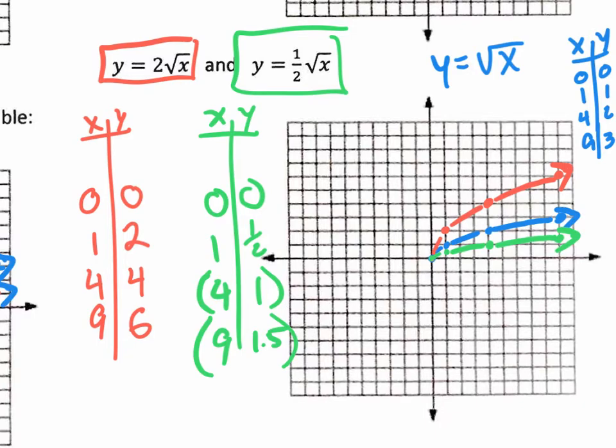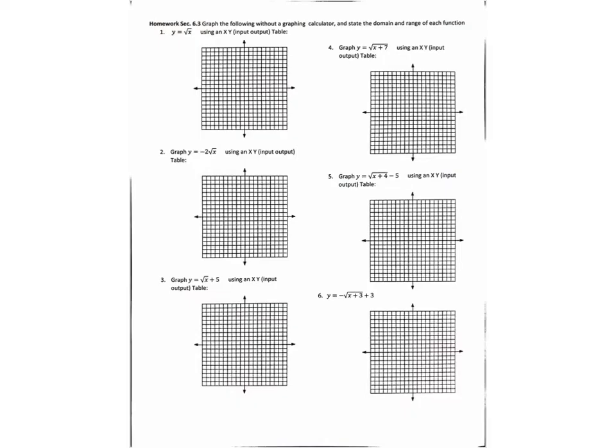Anyways, let's flip this over to the other side. So let's do a couple of these. Pick one. 2, 3, 4, 5, 6. How about we do 6?